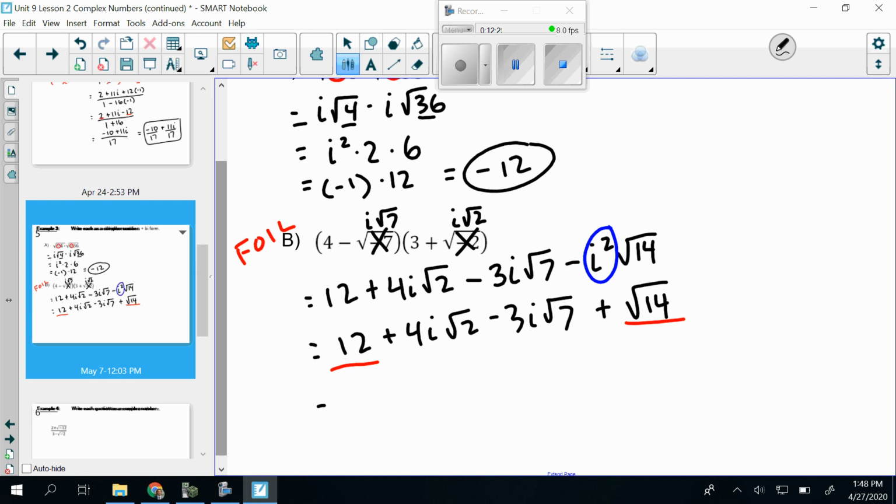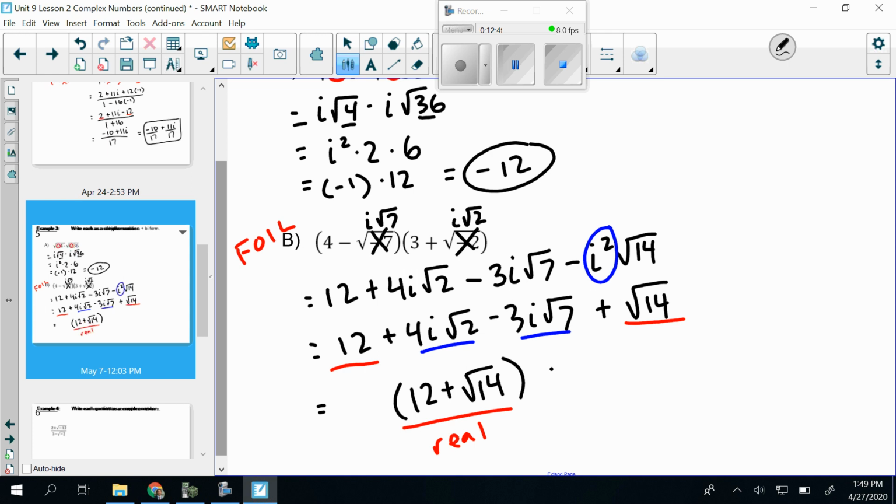But since those can't necessarily be put together as one number, we're just going to write it as 12 plus square root of 14. That whole thing then is our real part. Our two imaginary parts that have I in them are right there. And again, those are not like terms that can be added together because square root of 2 and square root of 7 are different radicals.